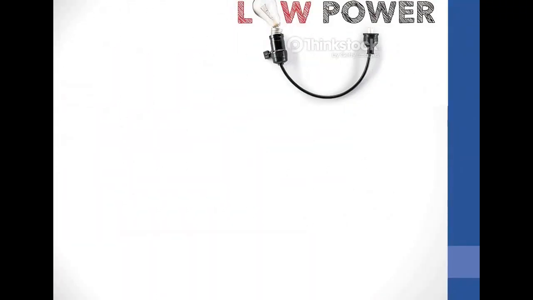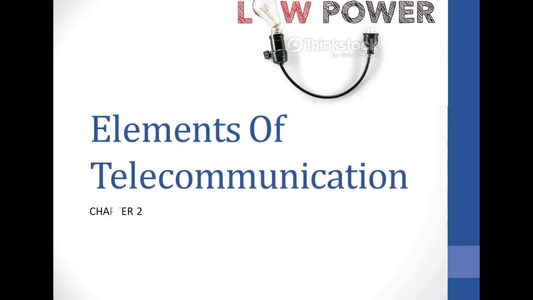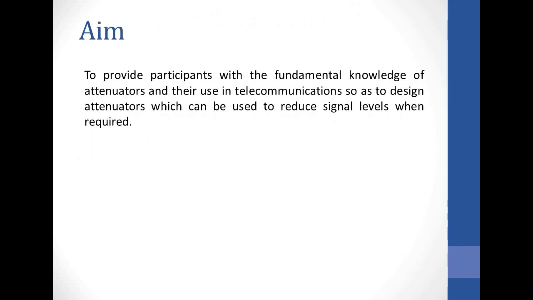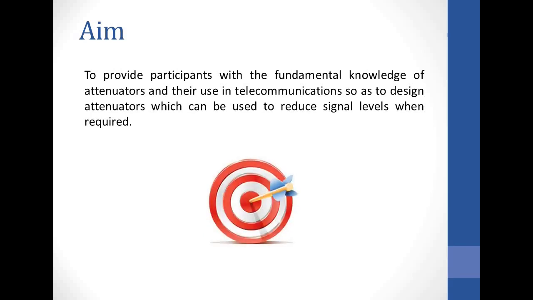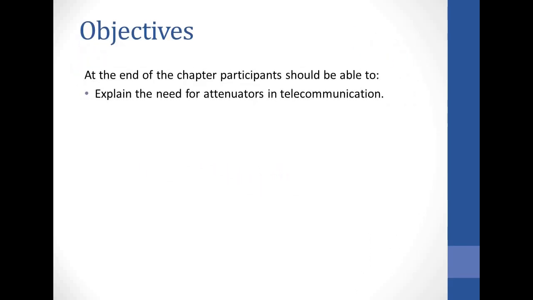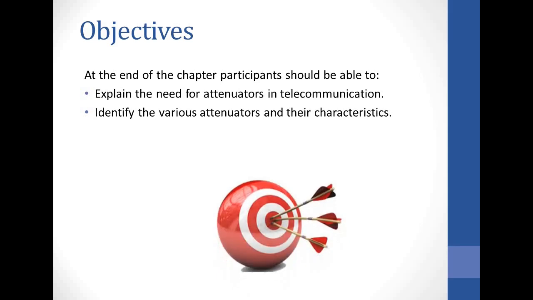Hello everyone, we want to look at chapter 2. In chapter 2 we're talking about attenuating networks. So the aim is for you to understand what attenuators are and how we can use them to reduce signal levels in telecommunication equipment. The objective is for you to be able to identify the various attenuators and their characteristics.